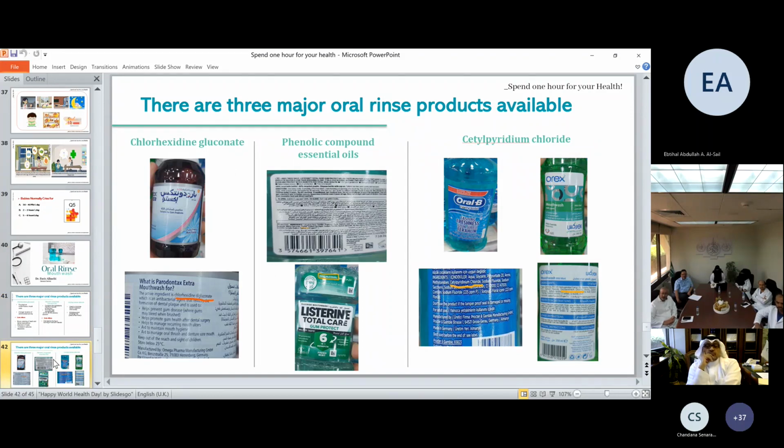I tried to get some products available in our country here, in outside pharmacies. If we're talking about chlorhexidine gluconate, we will find a product name like Parodontax Extra, and the picture below shows the active ingredient, chlorhexidine. If we're talking about phenolic compounds, we will see Listerine. Listerine here in Saudi Arabia is alcohol free, but outside you may find some containing alcohol. The third one, which is most of the mouthwash available, is from the cetylpyridinium chloride family.